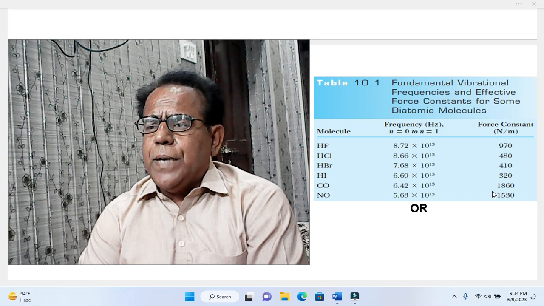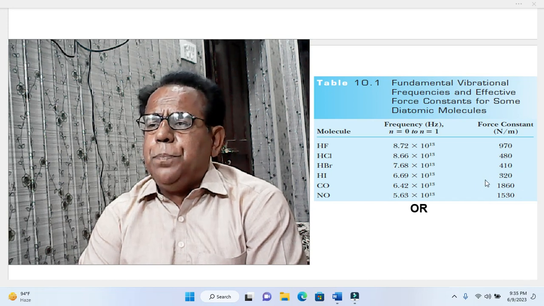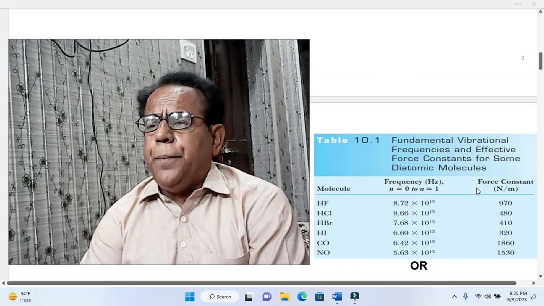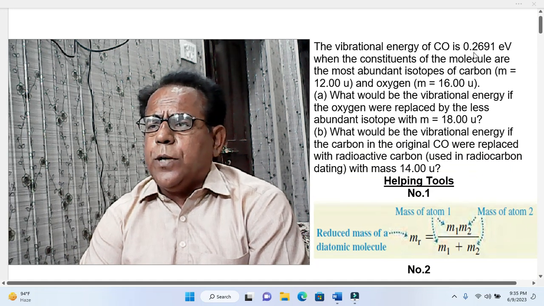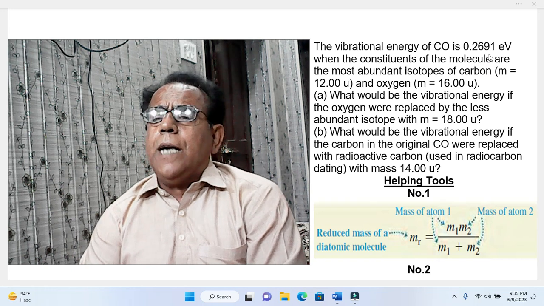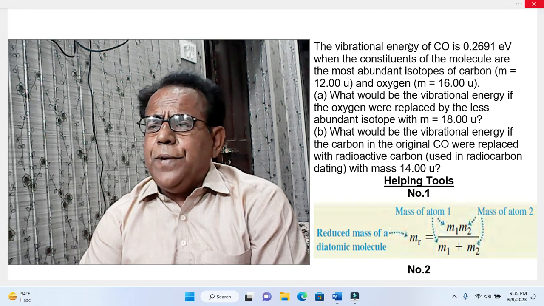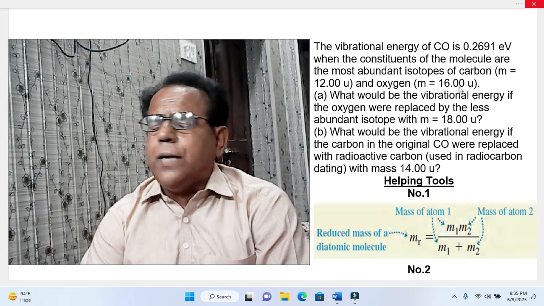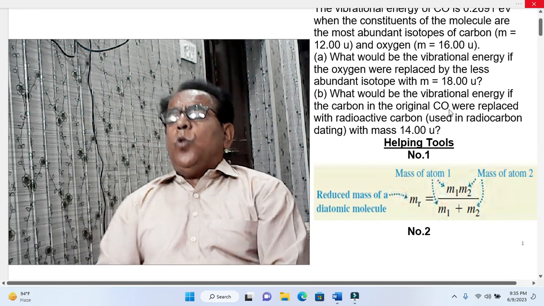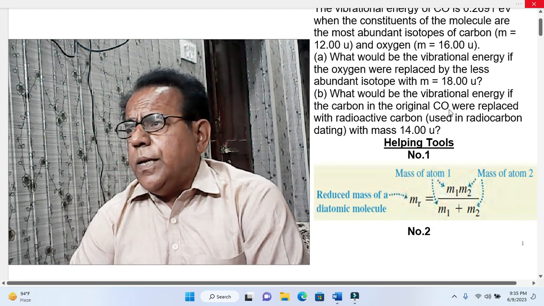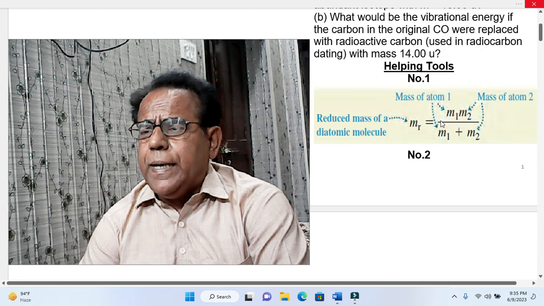What we have done is decided to avail this facility, the facility provided through the table of physical constants, and the facility provided in the statement, which is 0.2691 electron volt, is not being utilized. Dear students, it is our discretion whether we avail the facility in the statement or use the facility provided through the table of physical constants. So we have gone through helping tool number 3. Now we go through helping tool number 1 and helping tool number 2.